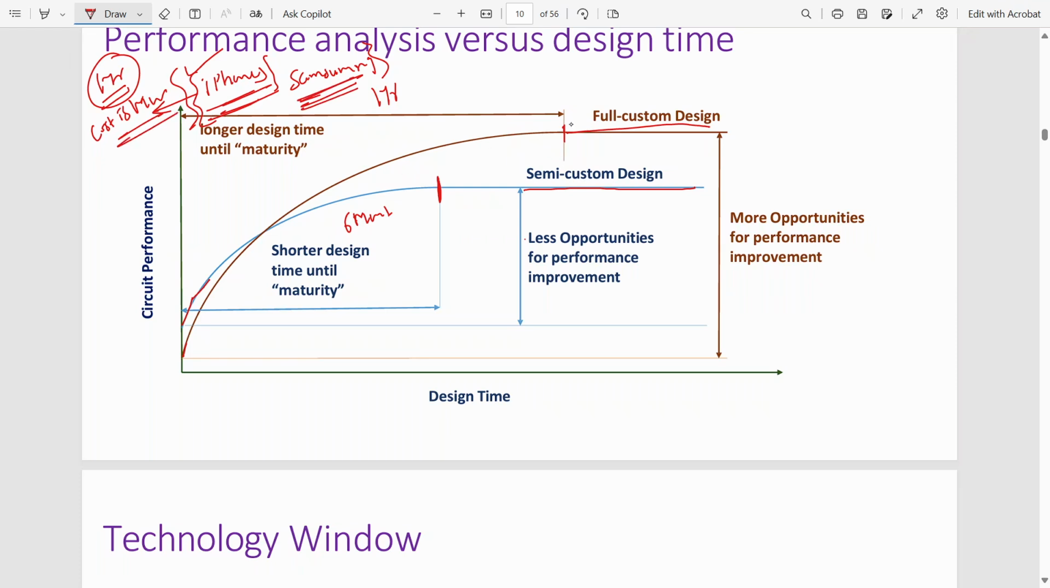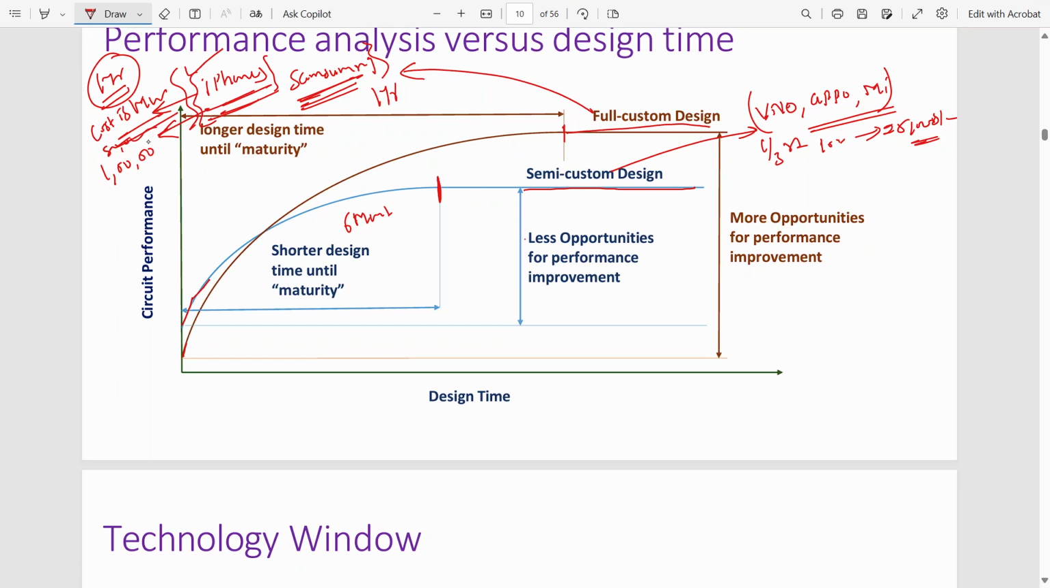That comes under full custom design. Semi-custom design means, suppose you take Vivo, Oppo or MI phones. These have all features available, and compared to this it is one third of the cost. With all features it will be around 25,000. But the same features in an iPhone or Samsung will be around 1 lakh 80,000. Why? Because it is based on full custom design.